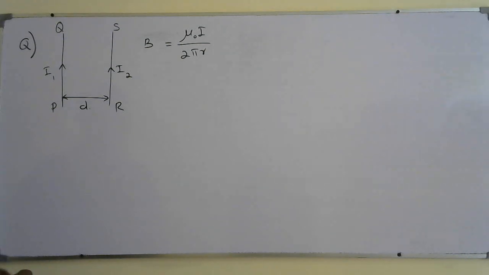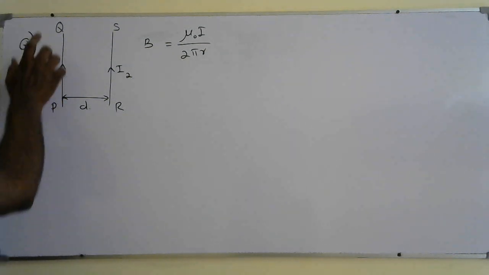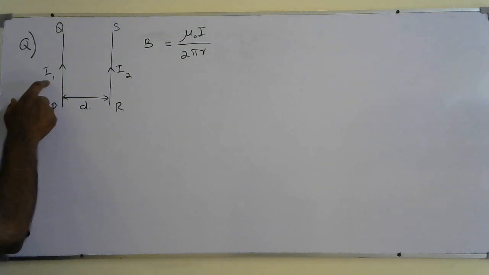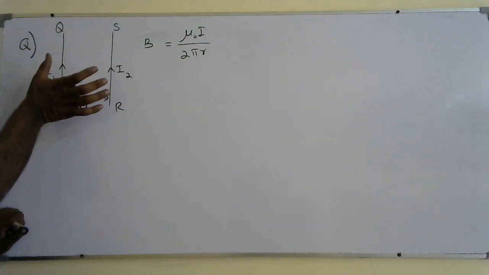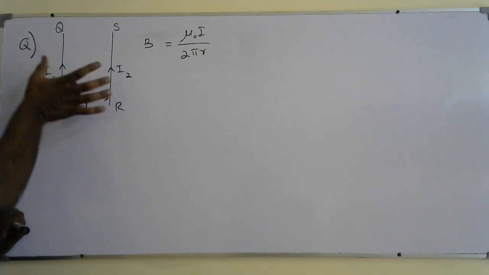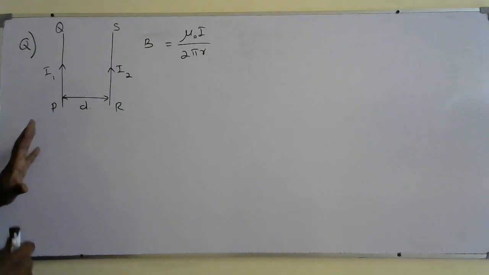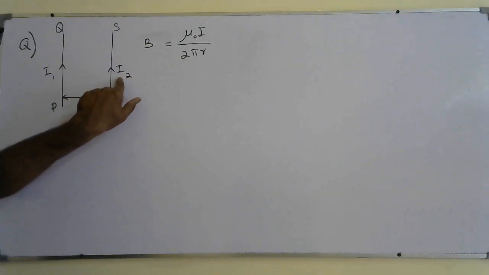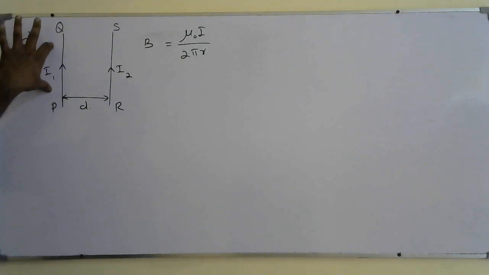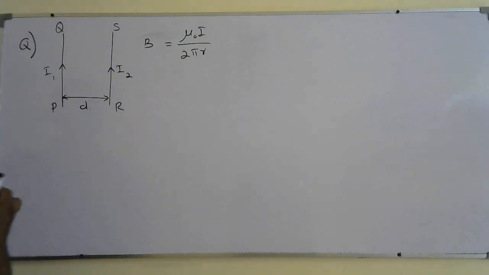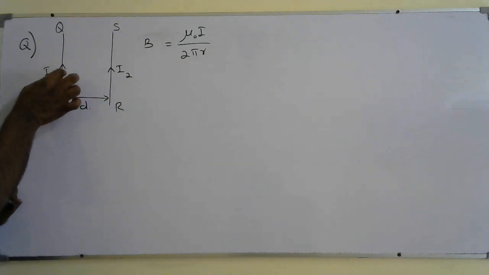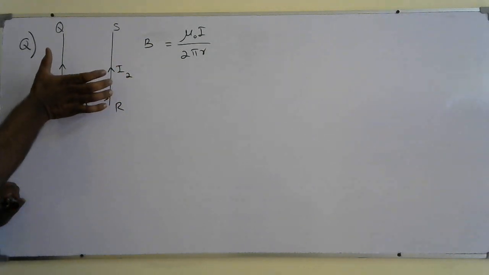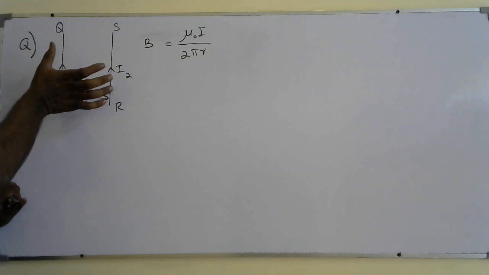Okay, so in that type of questions, the current is flowing upwards on the wire PQ, the magnetic field produced by the current I1 on the right side, that is on the wire RS, is into the board. So that means I can say the wire RS, which is carrying current I2, is in the magnetic field of I1. That means the current I1 will produce magnetic field around it as concentric circles. So the magnetic field produced by I1 on the wire RS will be into the board.